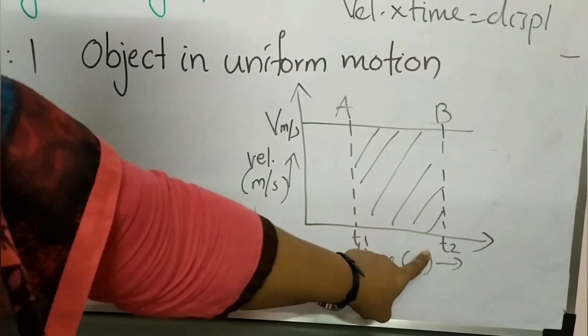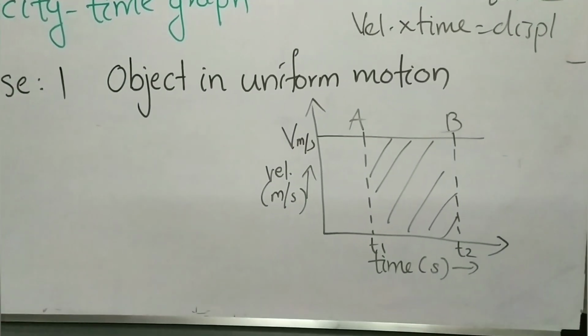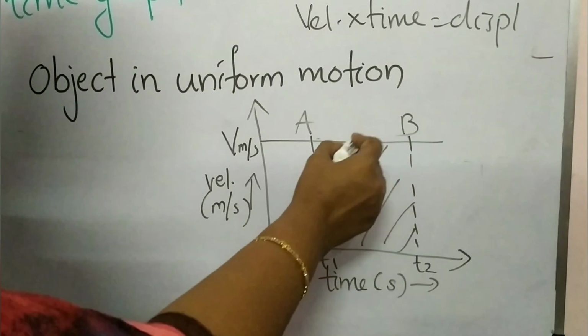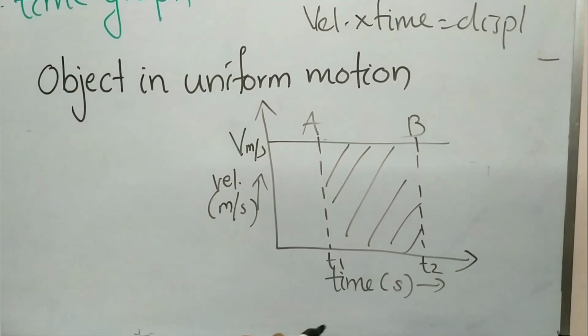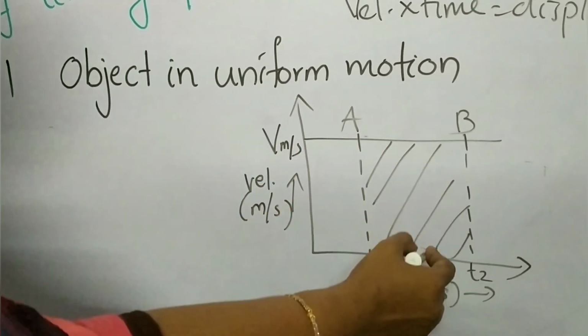After some time, that is t2, the velocity is v meter per second. From this, how to find the area? The area under this AB, that is this shaded portion, is also a rectangle there. So how to find the area of this rectangle?